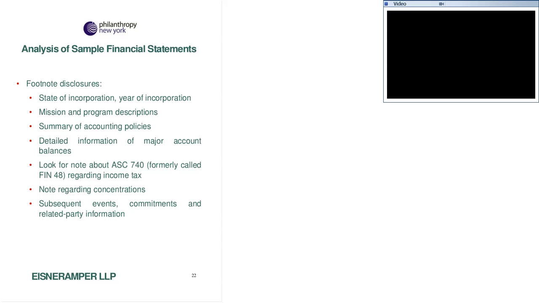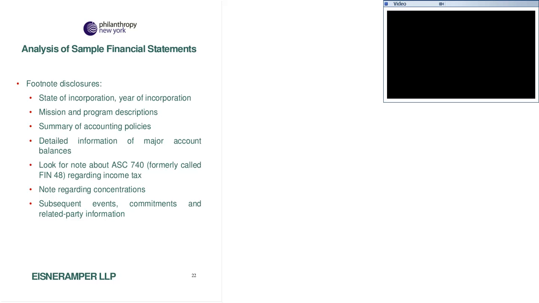Okay. Again, in the footnotes, you may see a note regarding concentrations. Here's where we may say, by the way, 25% of our revenue actually comes in from government grants, and those government grants are not going to get renewed next year. We're not concerned for the following reasons. Or maybe 60% of our donations have always come from one particular donor, but we're working on it, and we think that the mix next year will be different or whatever it might be. But you want to look for that note because that may be of concern. And again, subsequent events, commitments, and related parties.